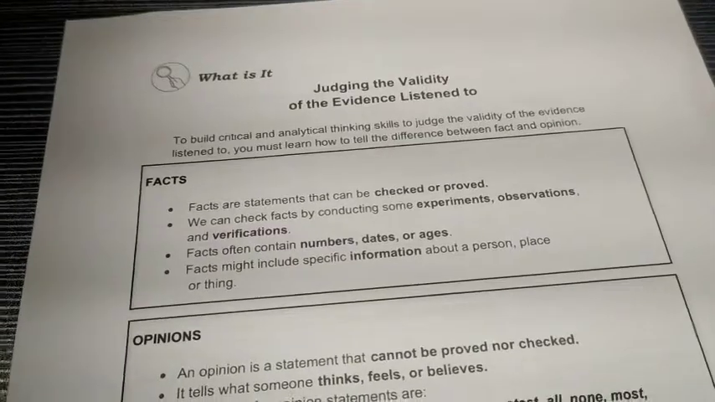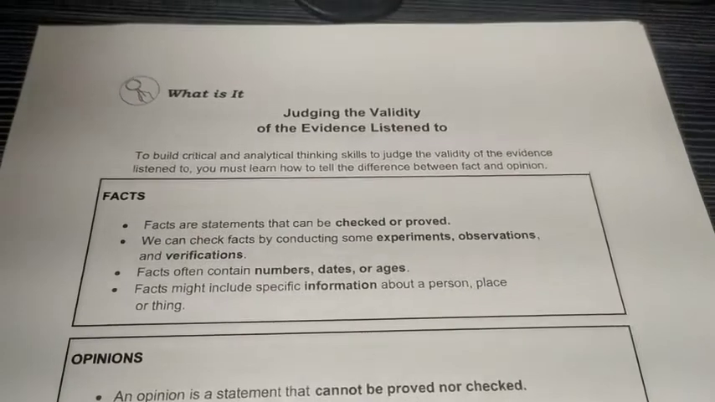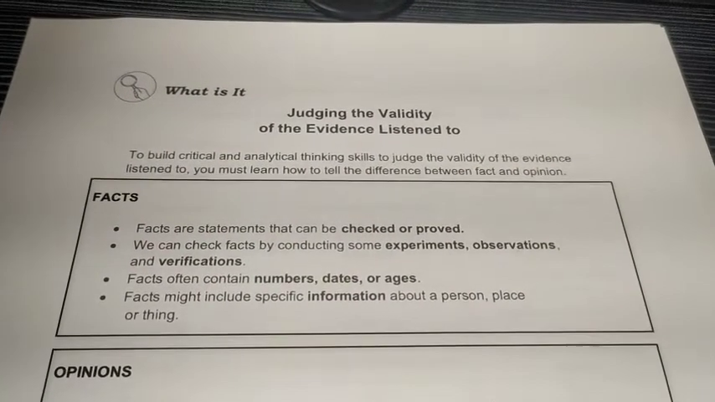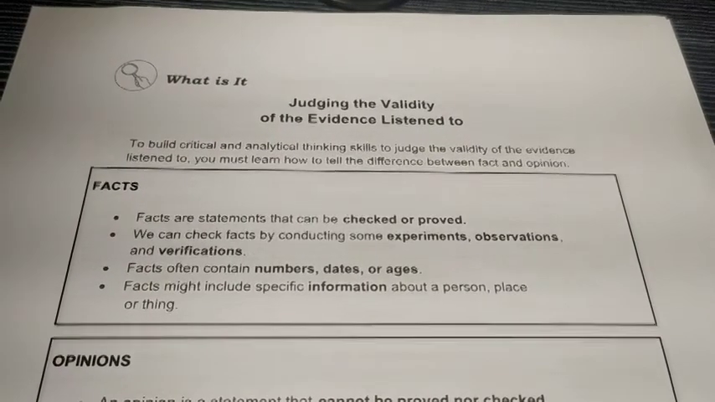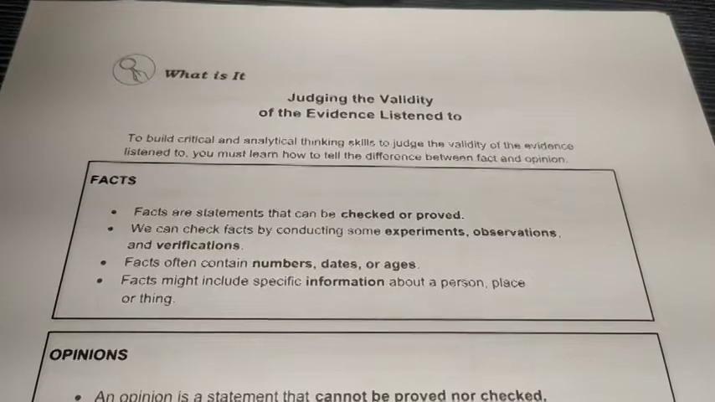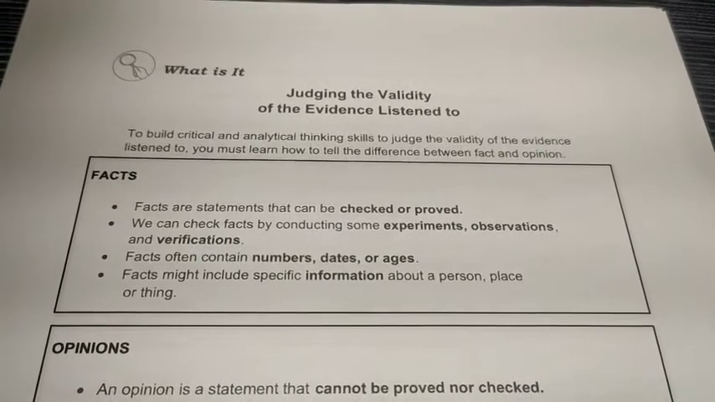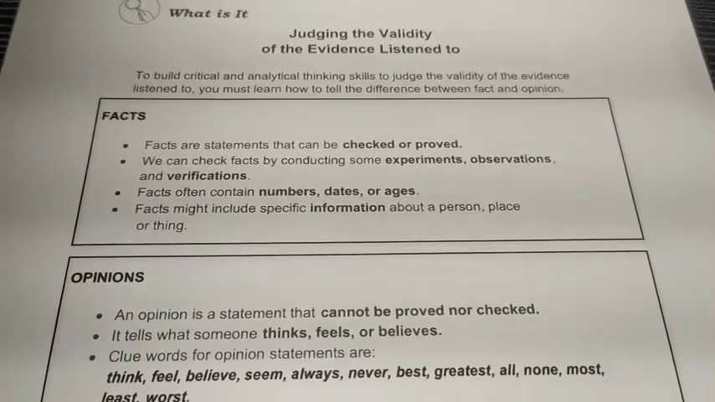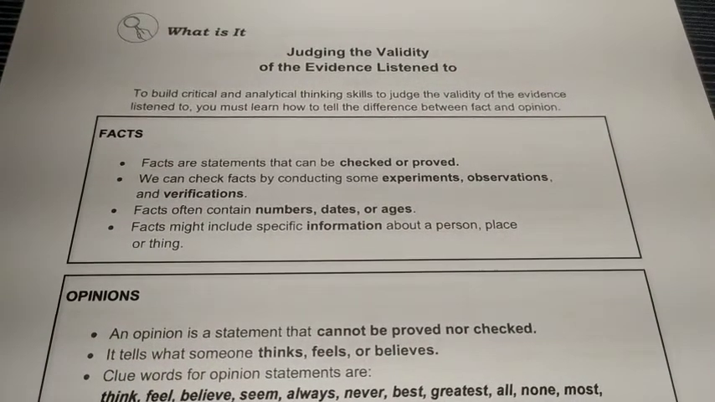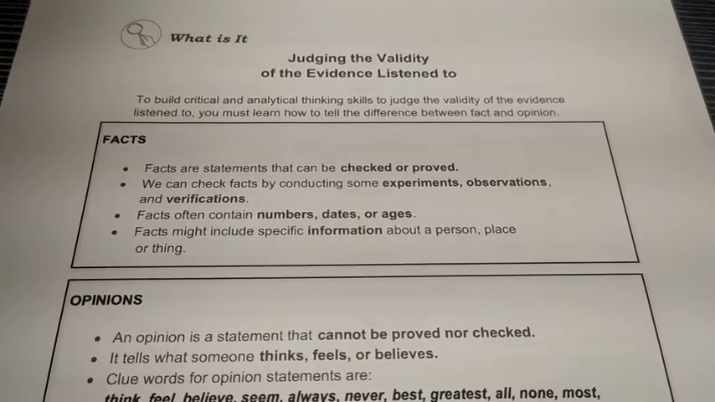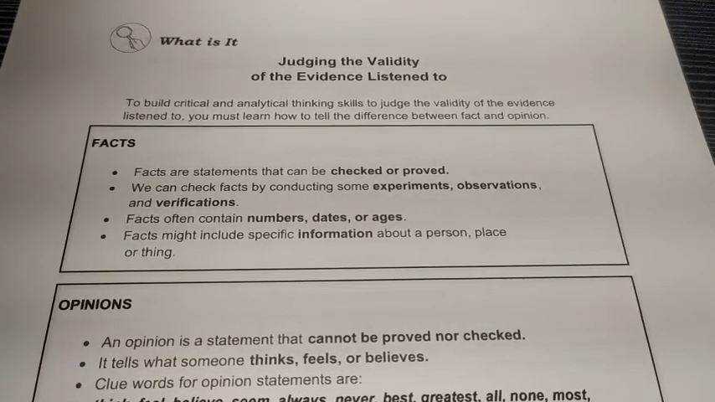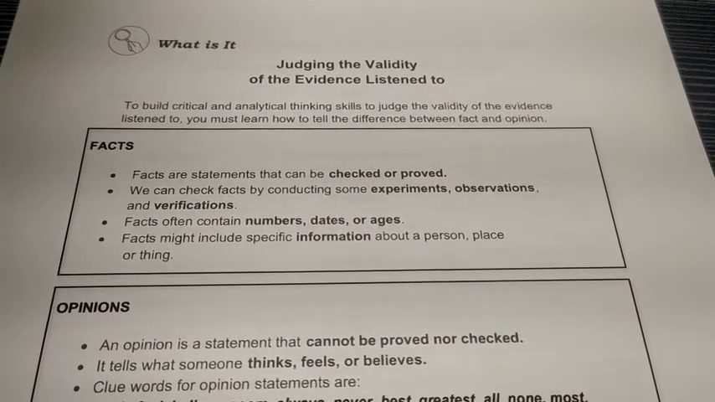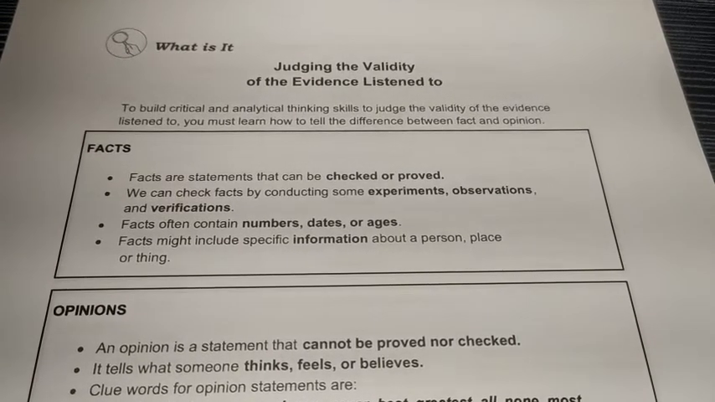So what is it? We are in the discussion part, judging the validity of the evidence listened to. To build critical and analytical thinking skills, to judge the validity of the evidence listened to, you must learn how to tell the difference between fact and opinion. So when we say facts, these are the statements that can be checked or proved. We can check facts by conducting experiments, observations, and verifications. Facts often contain numbers, dates, or ages. Facts might include specific information about a person, place, or thing.